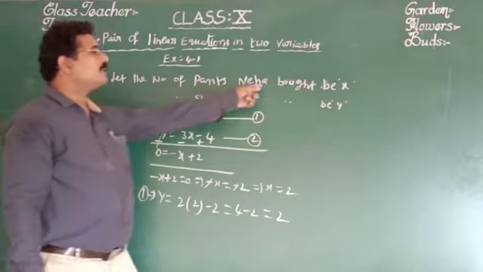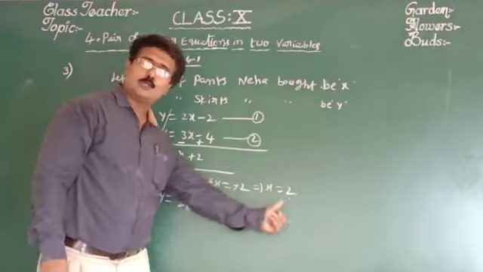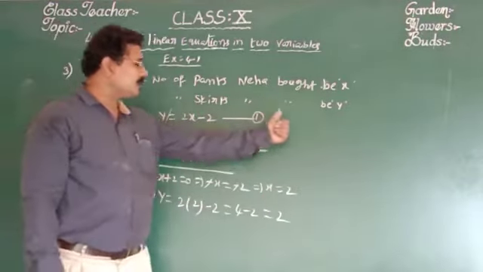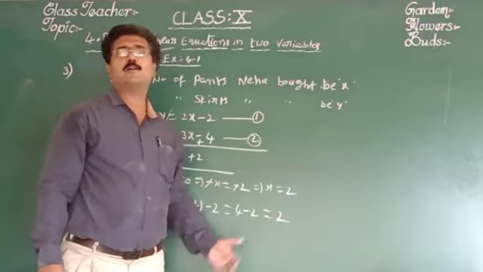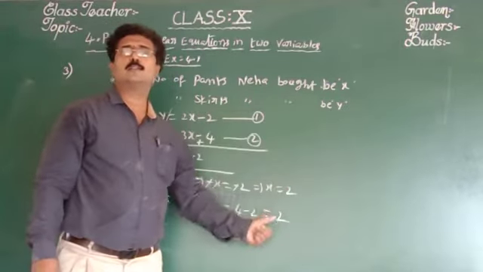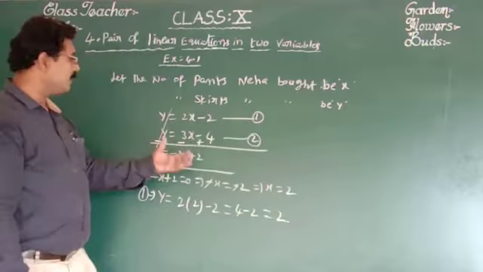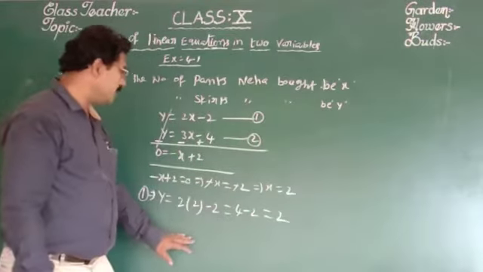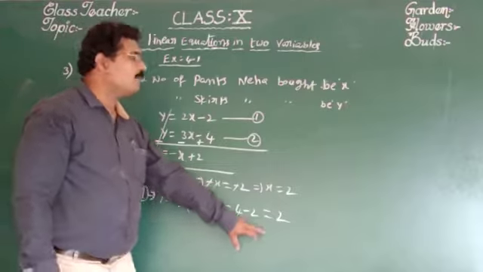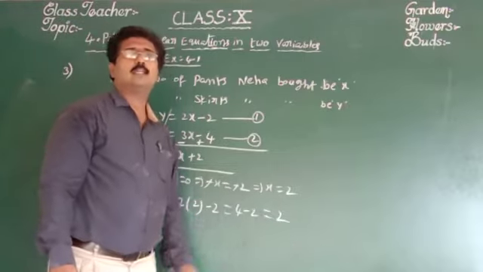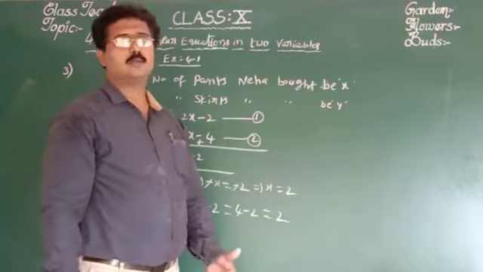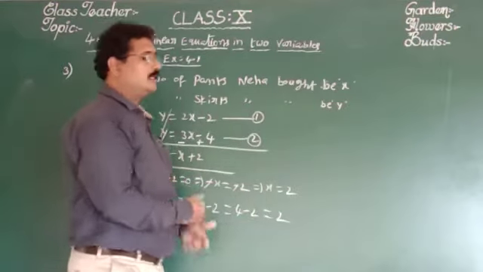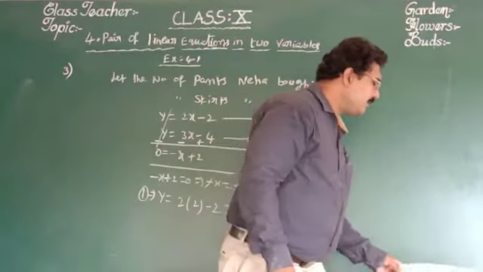Therefore, you must write the conclusion. The number of pants that Neha bought is equal to 2, and the number of skirts that Neha bought is also 2. So this is the way to do the problem. That conclusion is important. What we have to write as the conclusion: Therefore, the number of pants that Neha bought is equal to 2, and the number of skirts that Neha bought is equal to 2. This is the way to write. And now see the next problem, number 4.